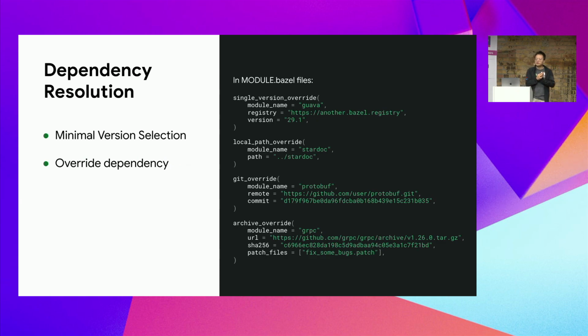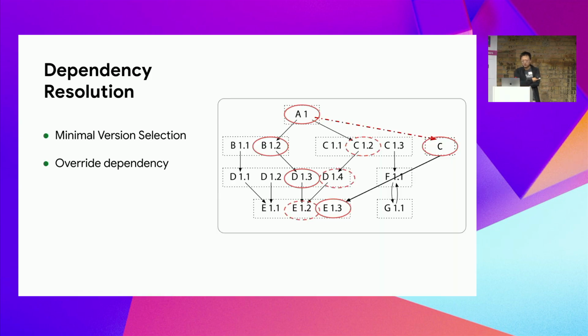Of course, you can override your Bazel module with the override directives we provide. For example, you can override the version or fetch it with a different registry. You can point it to a local path or a specific Git commit or just a general URL that's pointing to another source archive. And one thing about overriding is that it happens before the dependency resolution. For example, if you override C to a customized version which depends on E1.3, E will also get changed in the resolved dependency graph.